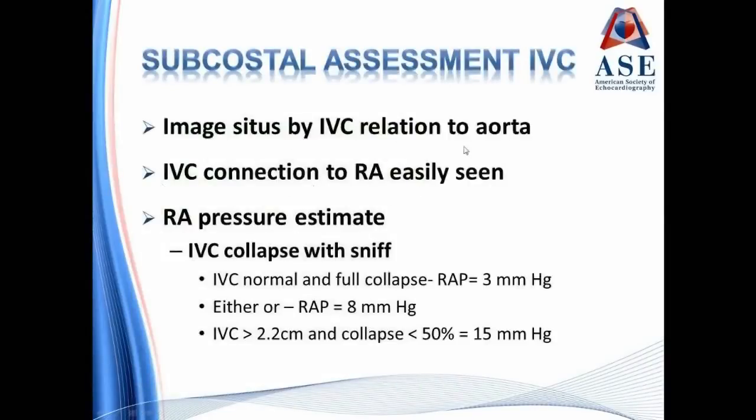We image the inferior vena cava by shifting the transducer and imaging the IVC in long axis, and asking the patient to take a sniff helps us estimate the right atrial pressure. If the IVC is a normal size and collapses fully, then the right atrial pressure is estimated as 3 millimeters of mercury. If the IVC is dilated, greater than 2.2 centimeters, and collapses less than 50% with inspiration, the estimated right atrial pressure is 15. And if either one is true, but not both, the right atrial pressure is estimated at 8 millimeters of mercury.